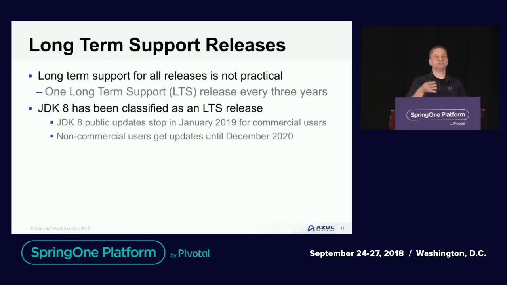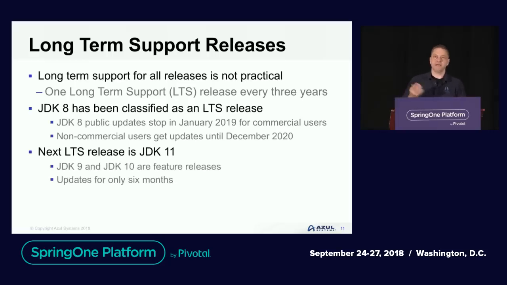So we'll make that the first long-term support release, and we'll keep issuing updates to that. They're going to keep issuing public updates until January of next year. At that point, public updates for commercial users will stop. If you're a non-commercial user, then you'll continue to get updates through the auto-updater until the end of 2020. What I mean by non-commercial users is if you're sitting at home playing Minecraft, then you will get updates. If you're running Netflix or whatever, then you won't get updates for free.